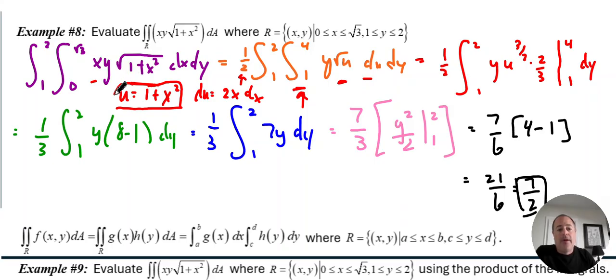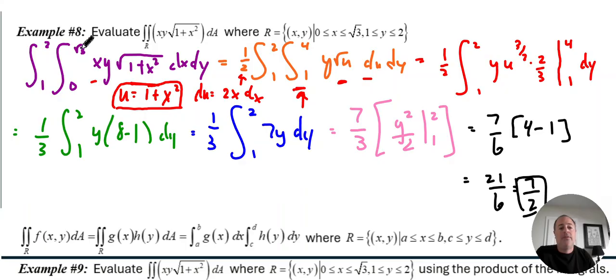This is what I call my bridge step, right? This bridges the u to the x. So when x is equal to 0, then my u is going to be 1.